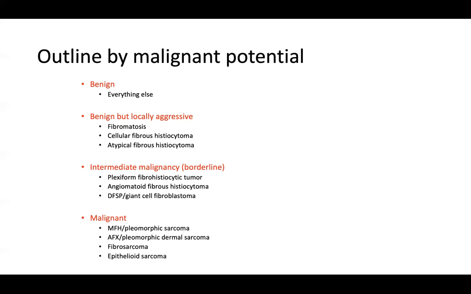But if you have something that looks like an atypical fibroxanthoma, and then on excision, you really find yourself needing to go down deep into the fat, and there's evidence of necrosis and perineural invasion, things like that, then you need to start being worried about a pleomorphic dermal sarcoma.